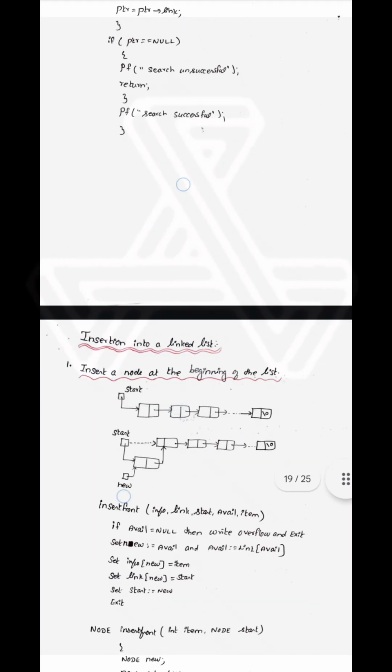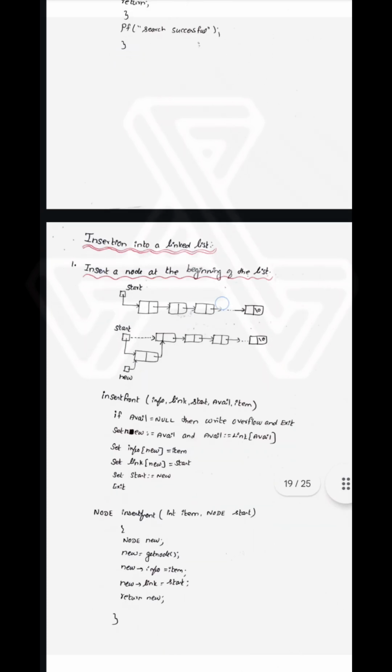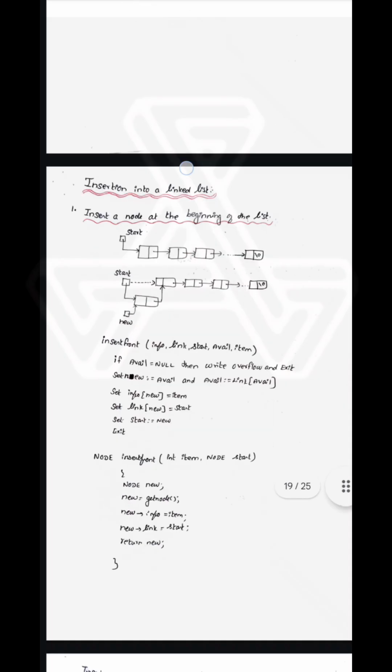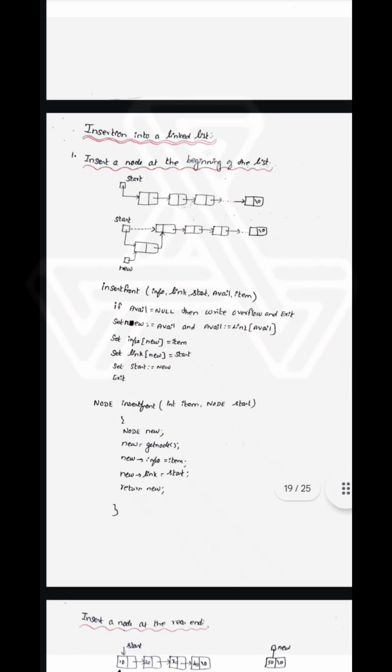Then insertion into the linked list. Insert a node at the beginning of the list, that is, insert front. Info, link, start, avail, item. If avail equals null, then write overflow and exit. Set new equals avail. Avail equals link of avail. Set info of new equals item. Set link of new equals start. Set start equals new.